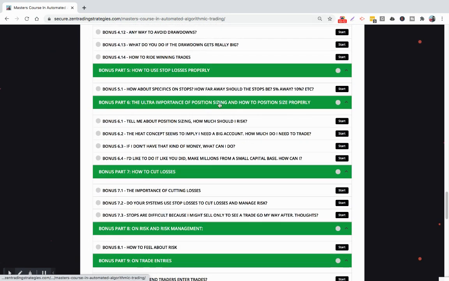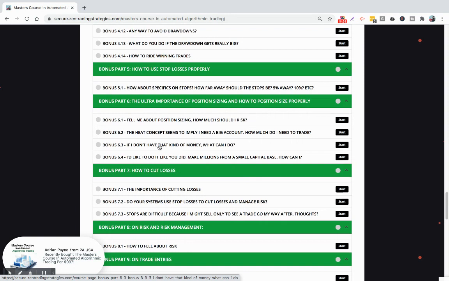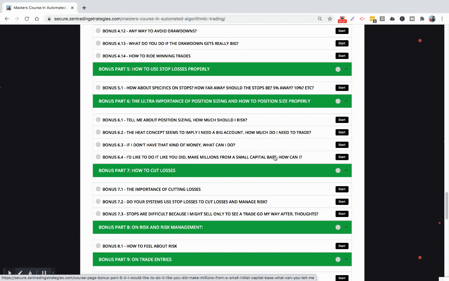You'll learn about position sizing and why it's so important. A lot of people don't talk about it, and how to position size properly. You'll learn about how much to risk. You'll learn about heat concepts. You'll learn about what to do if you don't have the kind of money that you think you need for trading. And you'll learn about his insight about how he made a large amount from a small capital base.